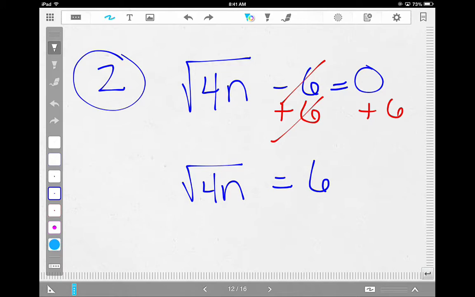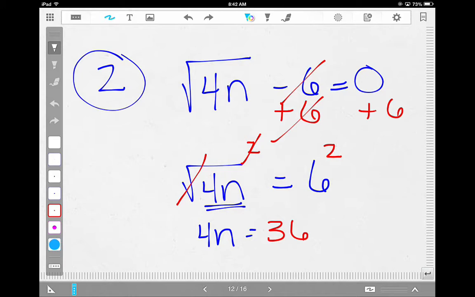As soon as I can get one side of the equation all the way down to just a square root, I can square, because the square root and the squared are opposite operations. That will leave me just with the 4n left on the left side. If I square the left side of the equation, I have to square the right side. This time 6 squared is 36.